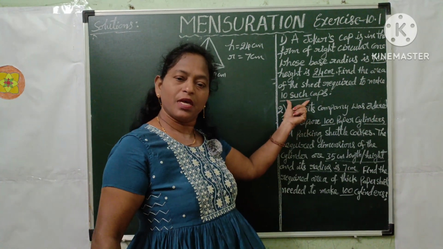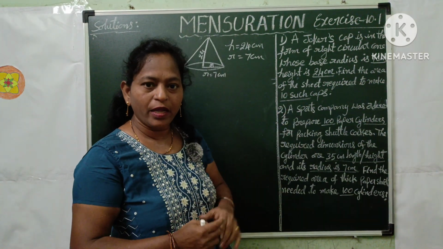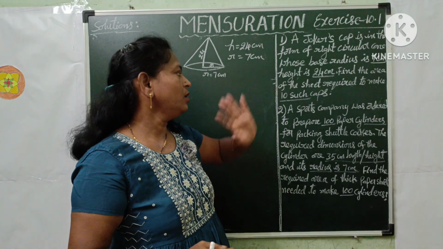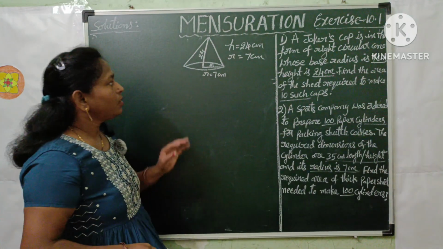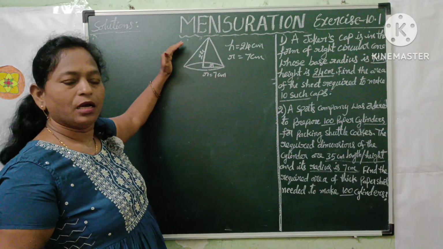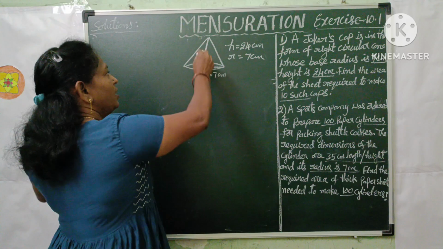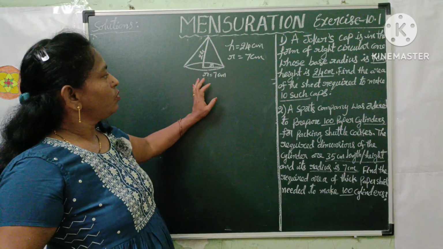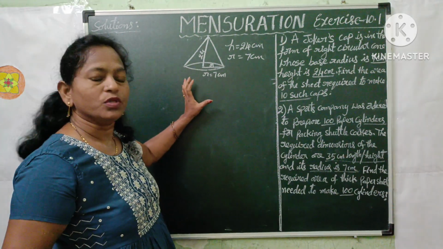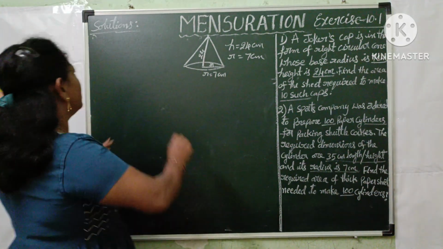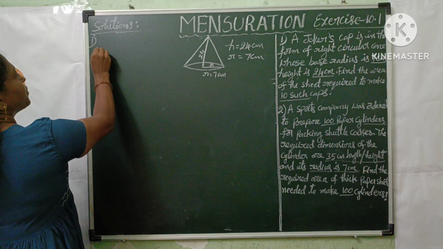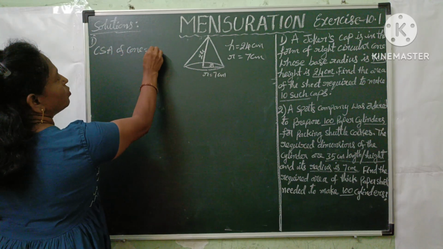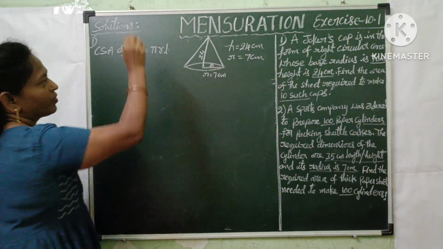Here they are asking for 10 caps. First we need to find the area of the sheet required for one cap, then we need to find it for 10 such caps. Here the cone has a curved face. How much is needed to prepare one joker cap? So here we are using curved surface area. CSA of cone equal to pi r l.